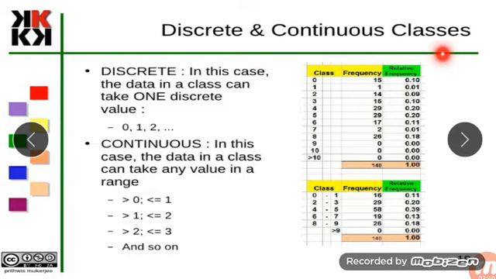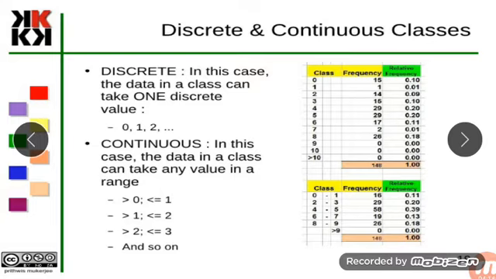Discrete and continuous classes. Discrete. In this case, the data in a class can take one discrete value. As we can see in the example, we have 0, 1, 2, 3, 4 and so on till 10. Here we can see that the values are with jumps, like 0, then after 0 directly we have 1, then after 1 we have 2, 3. Meaning we have discrete values here. The values are with jumps. After 0 there is no range of values like 0.1.